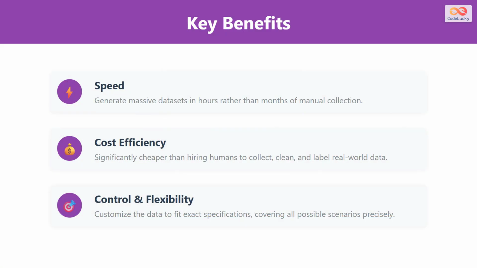The benefits are significant. Speed is a major factor. We can generate massive datasets in hours instead of months. It is also cost-efficient, saving money on manual data collection and labeling. Plus, it offers control, allowing engineers to customize data to fit exact specifications.